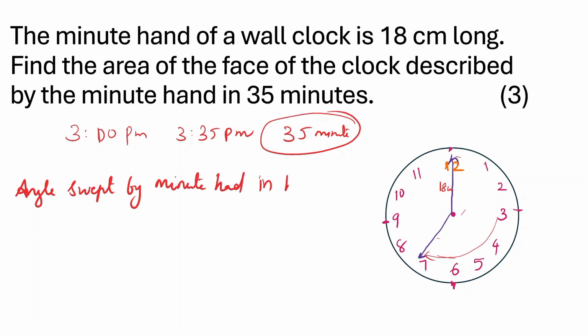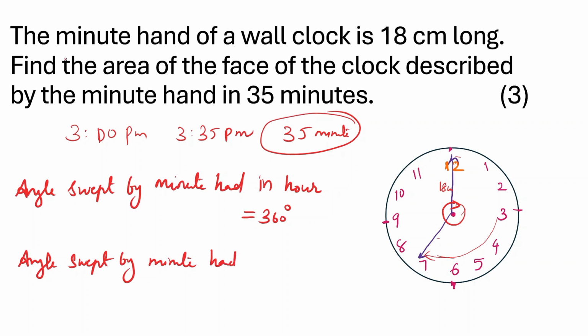in 1 hour. In 1 hour means it completes the circle, right? It completes the circle. So it will cover 360 degree. Correct? So 60 minutes means it covers 360 degrees. Angle swept by minute hand. So in 1 hour 360 degree. So in 1 minute, 1 hour means 60 minutes. So in 1 minute 360 divided by 60 degree.